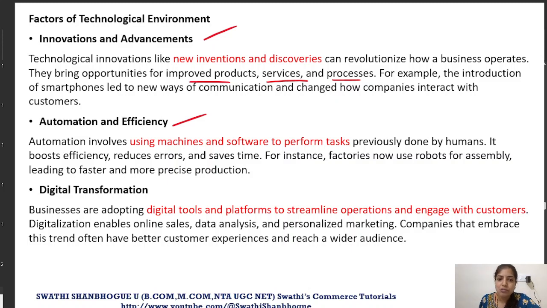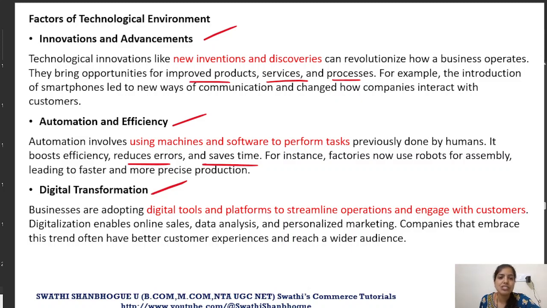Now, what does this do? This reduces the effort and also reduces the errors, and all the things which could previously be done by humans can now be done in less time because of the automated machines. That is one of the biggest advantages you can have in terms of your technological environment.